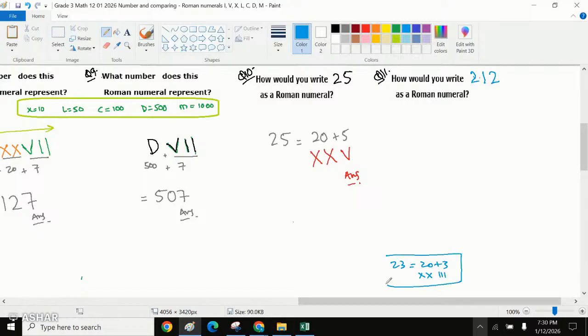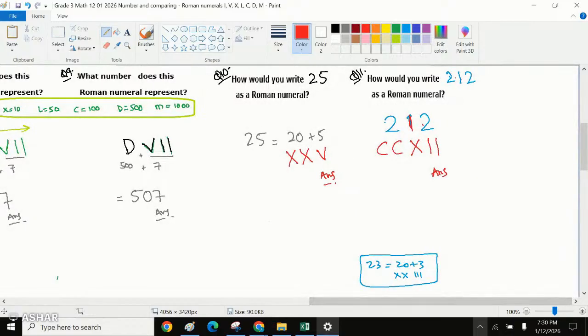Very easy. So we are trying to do a little more difficult. If this is 212, we know that 100 is C. That means 200 would be CC. This 1 is on the tens position, so X. And how do we write 2? II. Do we agree? Any questions up till now?